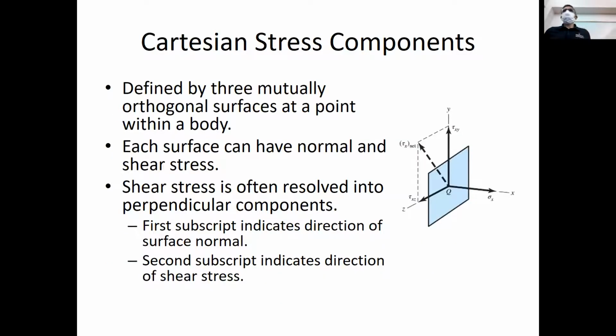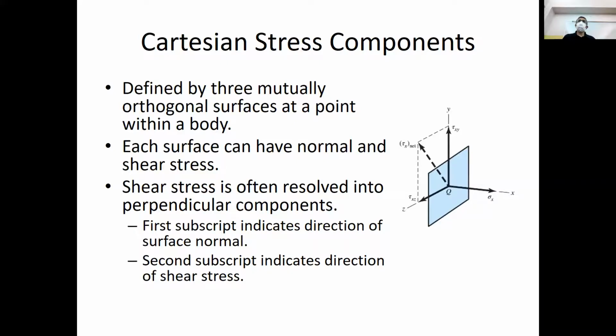Cartesian stress component. This is what I was just discussing here. When we look at a surface, in this case I'm looking at X, described by the normal in the X direction. The stress components are defined by 3 mutually orthogonal surfaces at a point. So you can see the normal is always going to be perpendicular to the surface. So it's acting in the same direction as the plane. So it's going in the X direction.